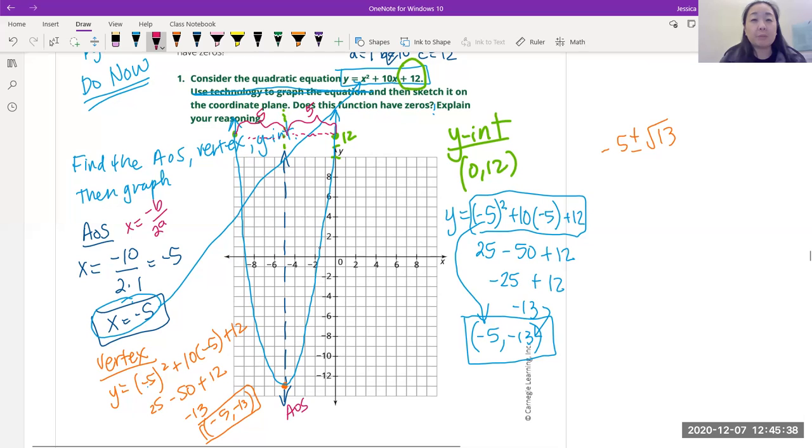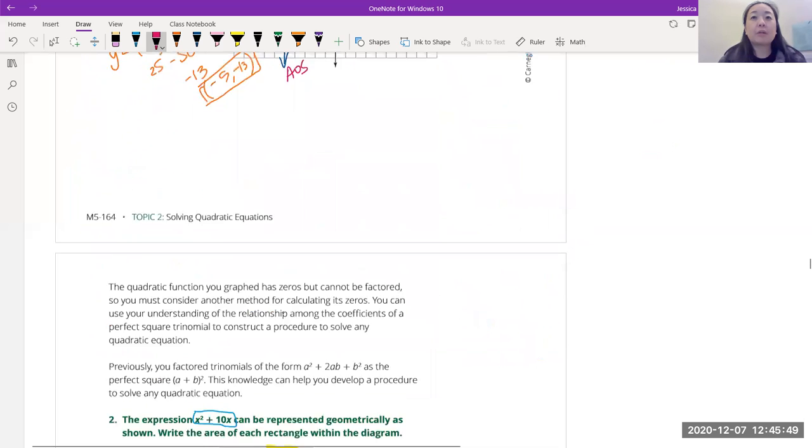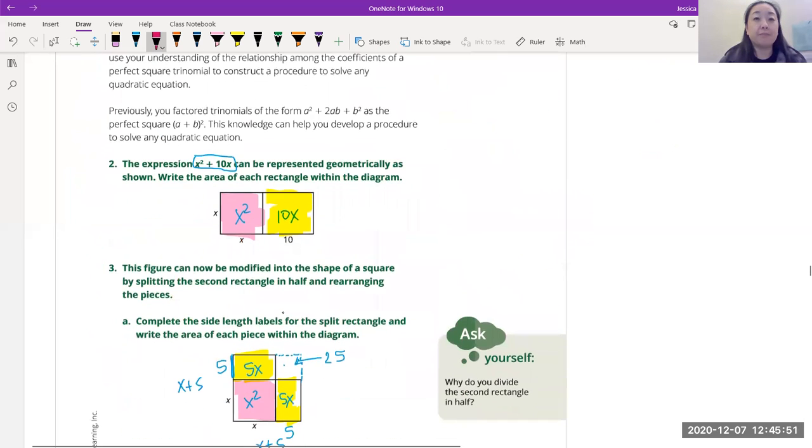So we know that the roots are going to be somewhere here. So it's going to be like -1 something, and it's going to be -8 something if I drew it right. I might be a little bit off. So we're going to now go and try and figure that out.